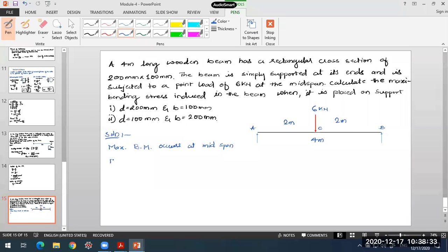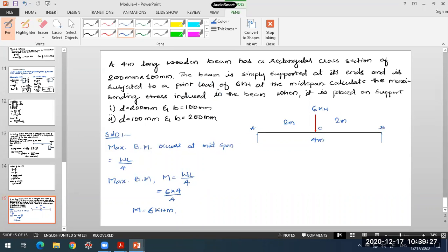And this maximum bending moment value will be equal to WL by 4. We got this formula. If you look into our previous module, we have derived this formula. When a concentrated load is applied at the midspan, what is the maximum bending moment? That was WL by 4. So in this case, maximum bending moment, which is WL by 4, will be equal to 6 into 4 divided by 4. So this maximum bending moment will be 6 kilonewton meter.